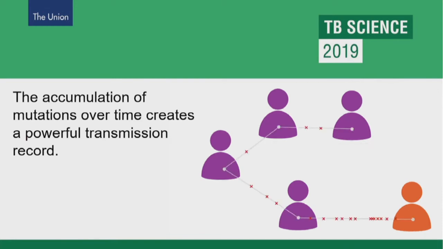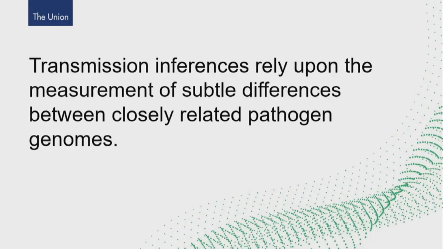Now, with increasingly available genomic data, we have even higher resolution, and we can use patterns of genetic distances, often numbers of SNP differences between isolates, to cluster isolates. Isolates within a given distance of each other are considered clustered and again potentially linked through transmission. So our inferences rely on the measurement of subtle differences between closely related genomes. And our inferences are only as good as our ability to measure these differences.